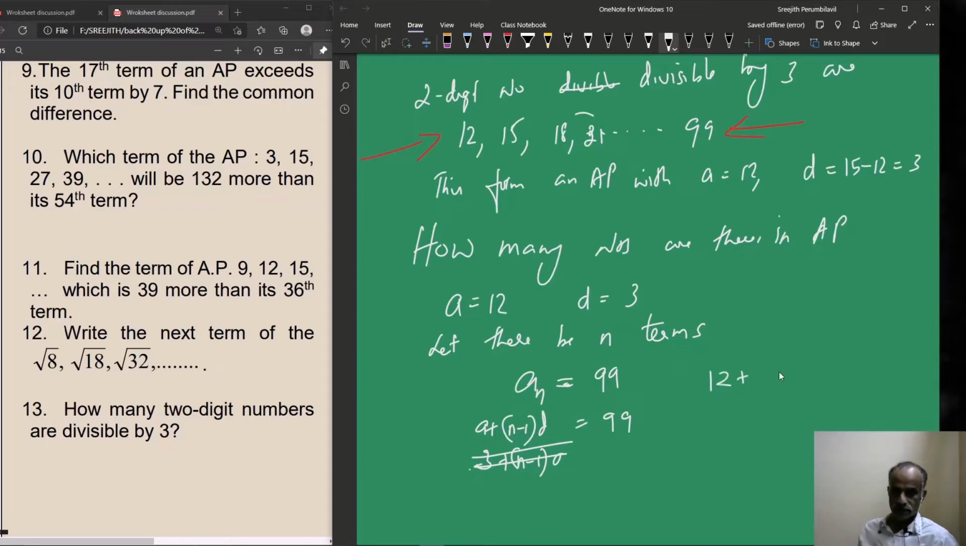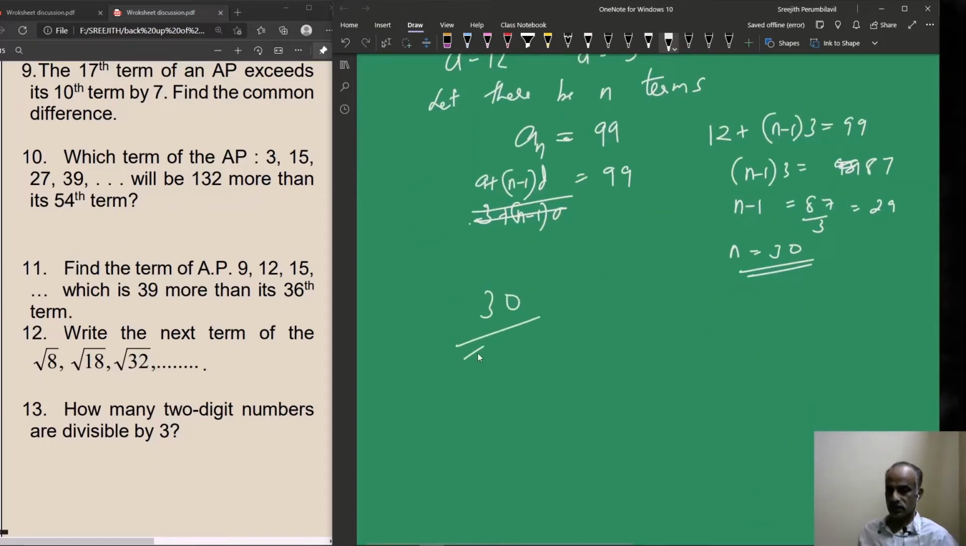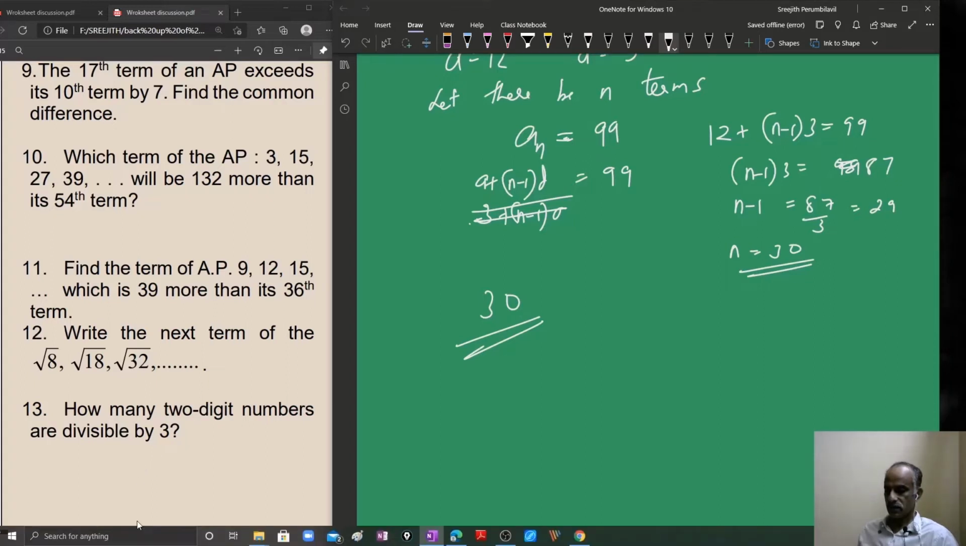12 plus n minus 1 into 3 is equal to 99, or n minus 1 into 3 is equal to 99 minus 12, so 87. So n minus 1 is equal to 87 by 3, that is 29, or n is equal to 30. So what do you conclude? There are 30 terms which are divisible by 3.